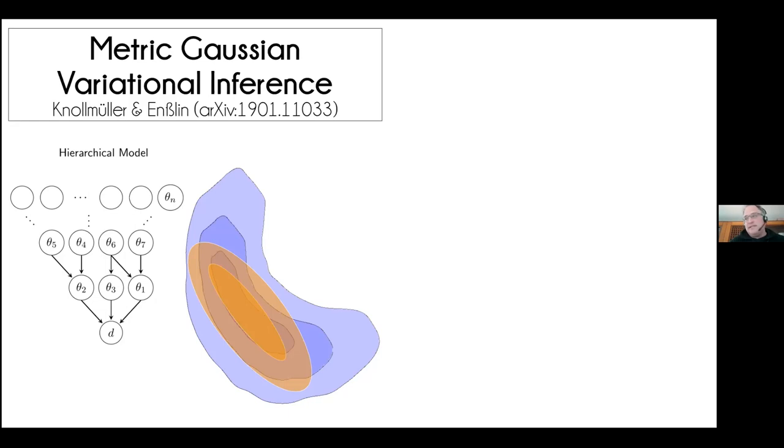We have also implemented Hamiltonian Monte Carlo sampling, which allows you to explore the full posterior, but this is extremely expensive. And so for most real world applications, we are not using it.